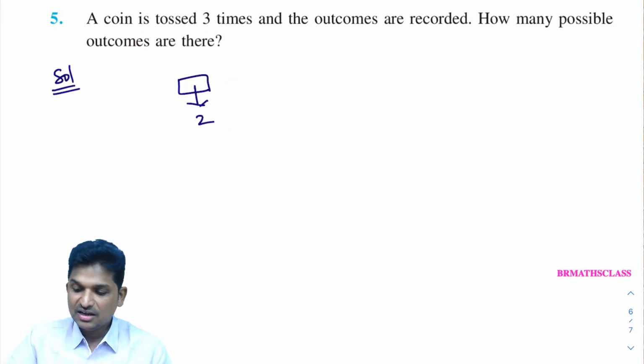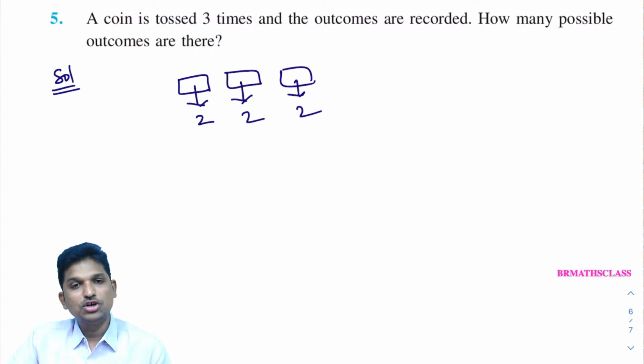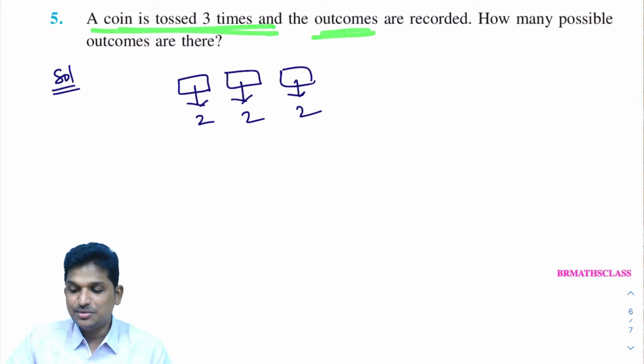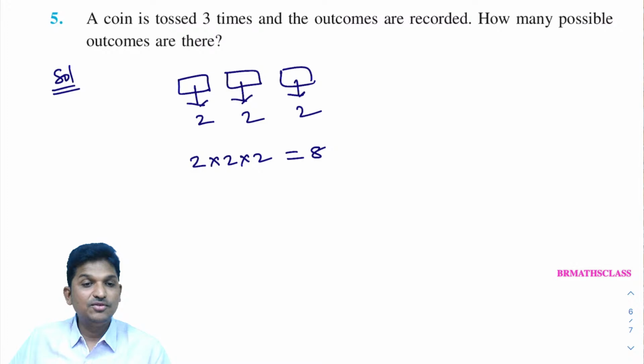And when a coin is tossed the second time, what are the possible outcomes? Head or tail, right? So 2 possible outcomes are there. When a coin is tossed the third time, what are the possible outcomes? Again 2 outcomes, head or tail. So by the fundamental principle of multiplication, the total number of possible outcomes when a coin is tossed 3 times is 2 into 2 into 2, that is 8. I hope you understand this. So we completed the 5th problem also. One more problem is remaining.